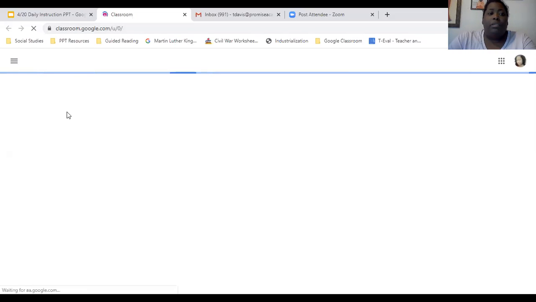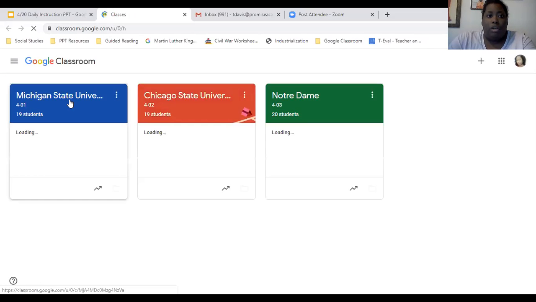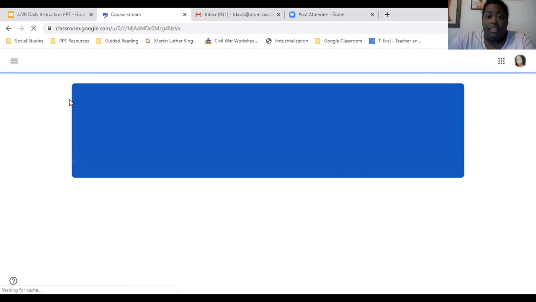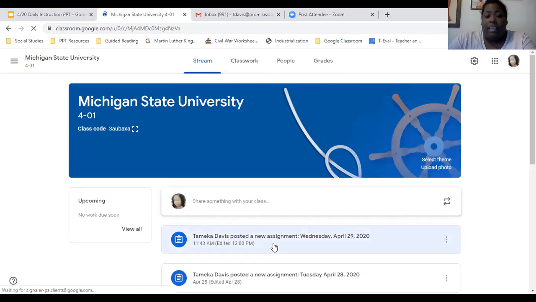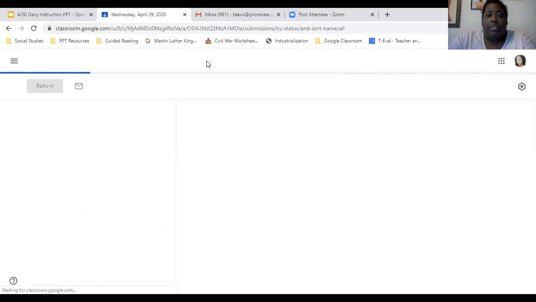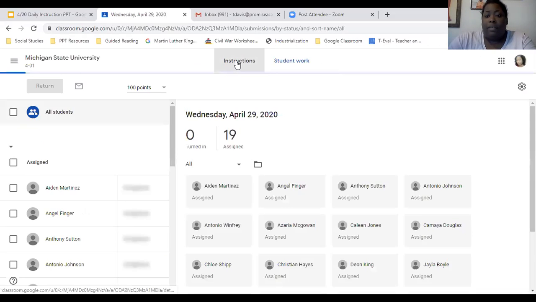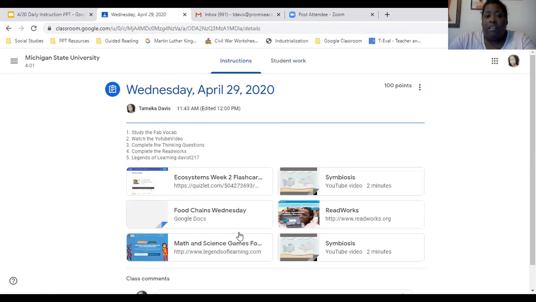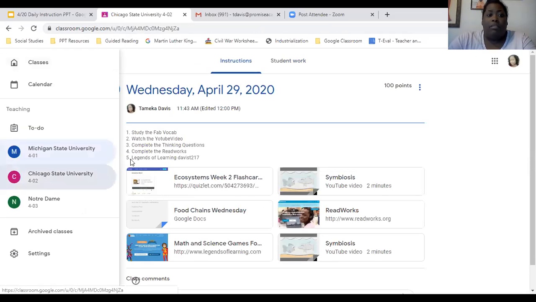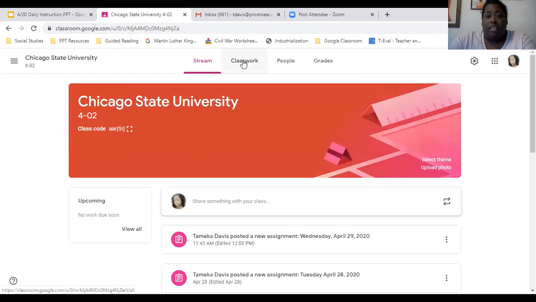So in Google Classroom, you're going to be directly taken to your class. You will look for today's date. And the last assignment that I posted will be the one on the stream. After today's date, go to the instructions if you're not taken directly to the instructions, and then you can find the assignment details there. Now, another way, again, click the classwork tab.